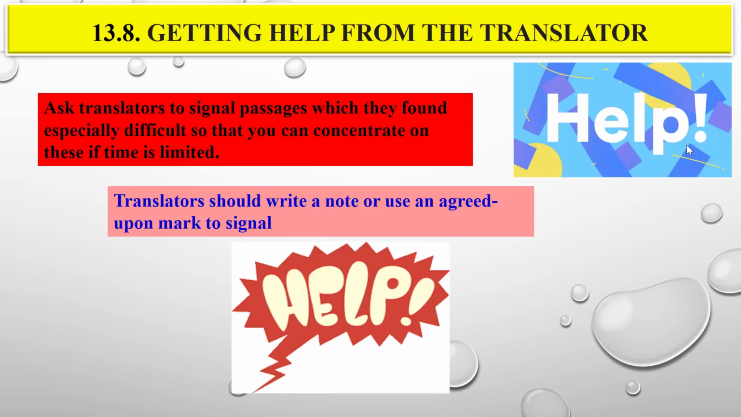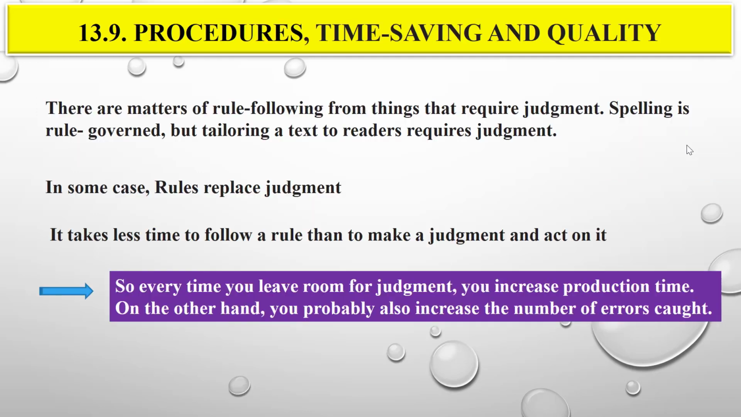Now let's come to section 8. What is section 8 here? It is getting help from the translator. In many cases, you have to ask the translator to signal passages that will be found especially difficult so that you can concentrate on these passages if your time is limited. And the translator should write a note or use an agreed upon mark to signal. And the last one here is the procedures, time saving and quality issues.